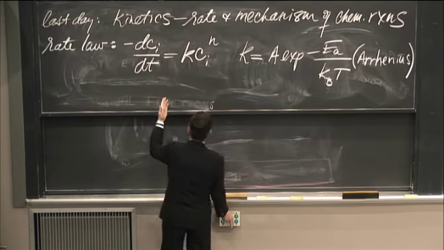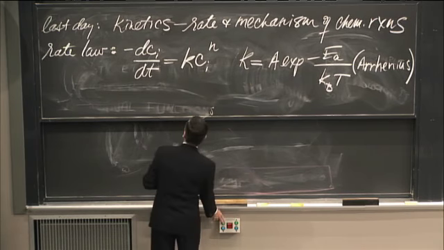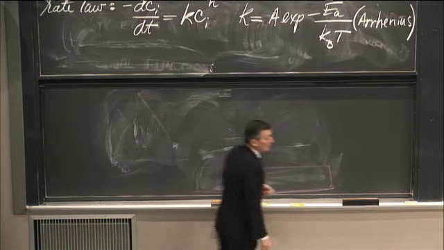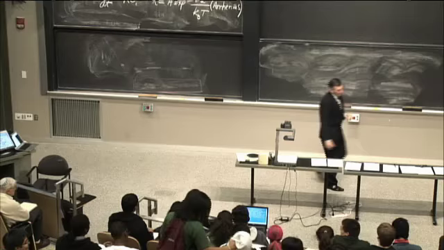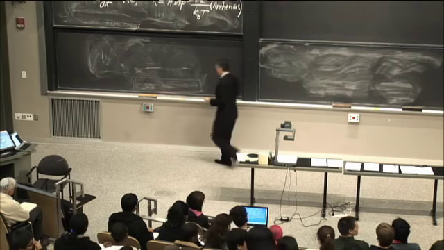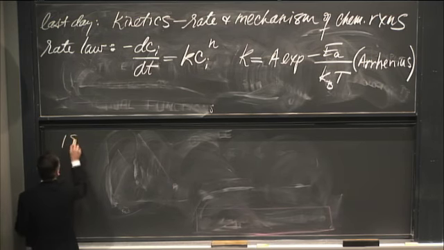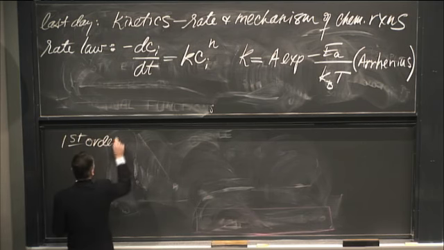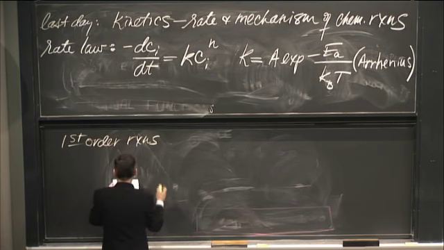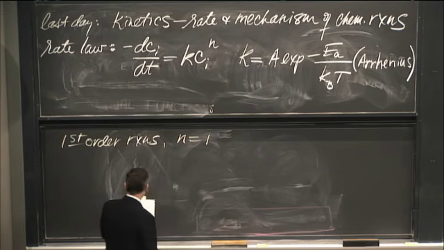So what I want to do today is to look at some common orders of reaction. So we're going to look at the values of n that are encountered in not insignificant number of reactions. So let's start with the simplest one. The simplest one is first order reactions. First order reactions, that means n equals 1 in this rate law expression.